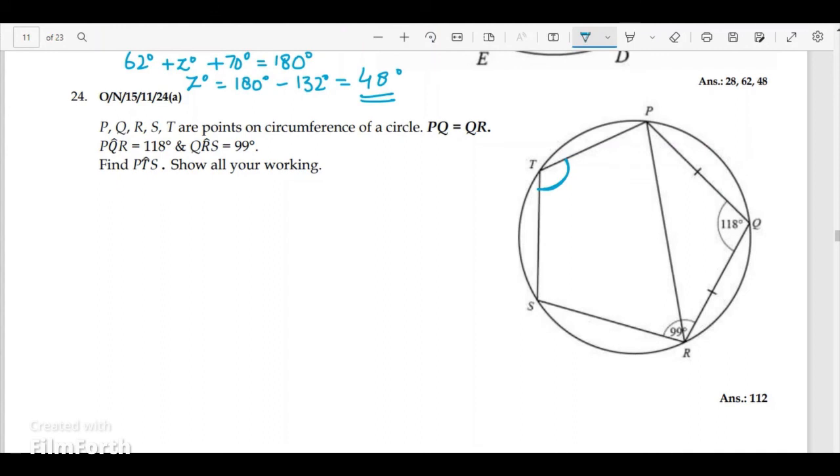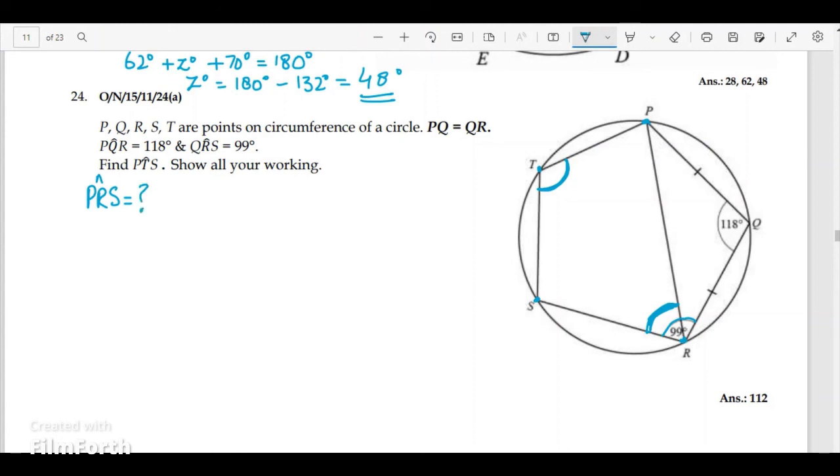Now for PTS, as you can see very clearly, S, T, P, and R are points on the circumference, the cyclic quadrilateral thing. So what we could be using here is that, but for that, we need to know the opposite angle to T, and the opposite angle to T would be this angle right here, which isn't known. We know this whole angle, 99 degrees, but we do not know this bit. So we first need to know what this bit, that is PRS, would be equal to.